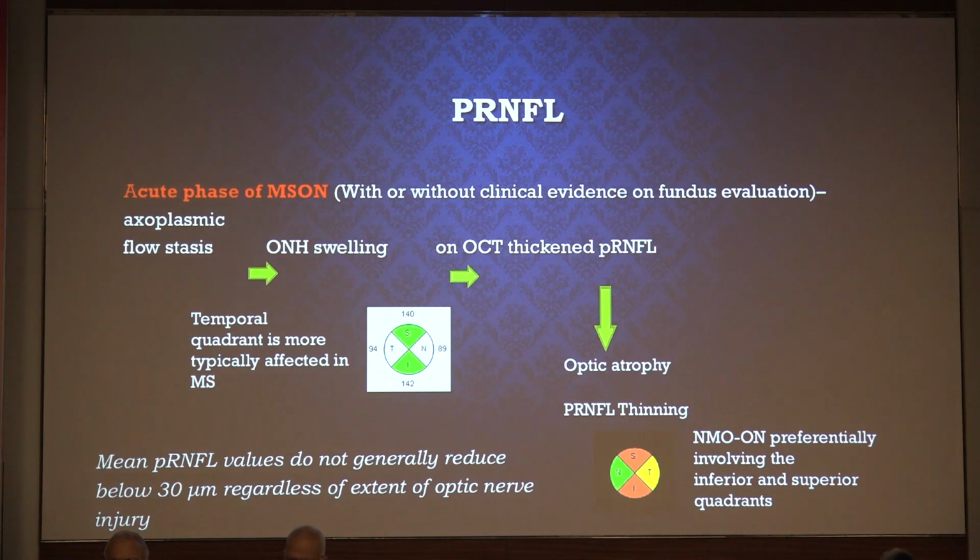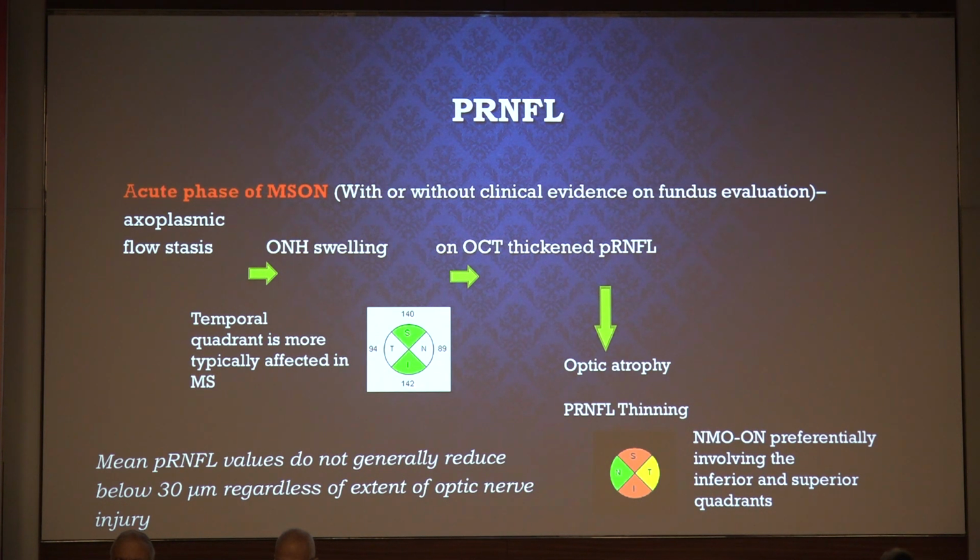In an acute case, obviously there is axoplasmic flow stasis, so you will have thickening. And this thickening gradually over 4 weeks sets into thinning, and one peculiarity in NMO spectrum disorder is that the superior and inferior quadrants are more often involved, and in case of MS optic neuritis, the temporal quadrant thinning is more often seen.